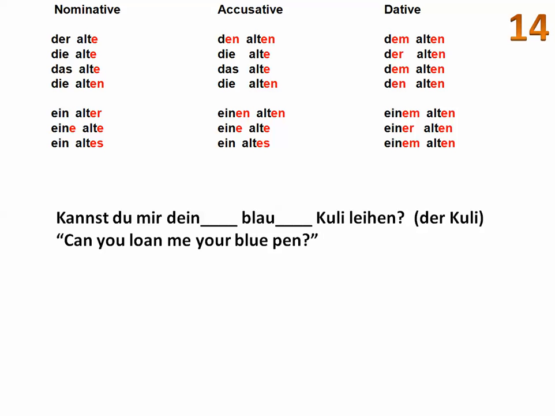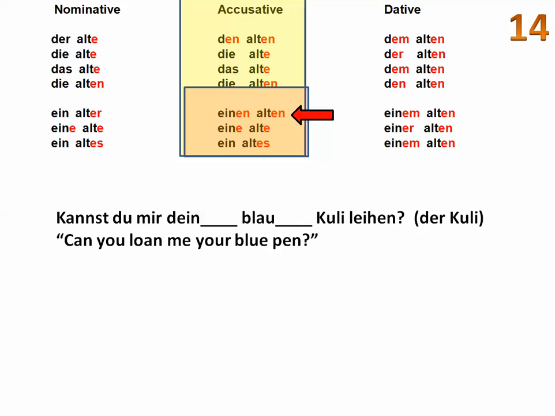Nummer 14. Can you loan me your blue pen? Okay, what can you loan? Blue pen. Accusative. You're saying your, which is a possessive pronoun, which acts just like ein. Kuli is a masculine noun, so we're going to say, kannst du mir deinen blauen Kuli leihen?